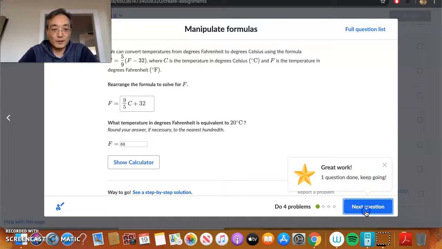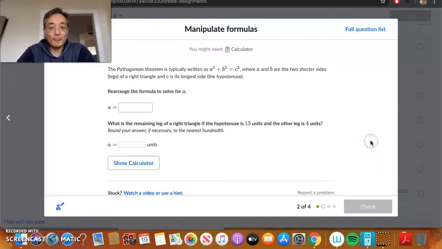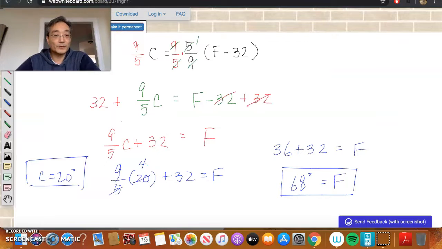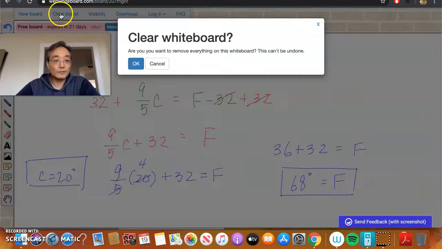Okay, let's do another one. Here we have a problem that deals with our Pythagorean theorem. So in this problem it says, Pythagorean theorem is typically written as a squared plus b squared is equal to c squared. A and b are the two shortest sides, or the legs, of a right triangle, and c is the longest side, the hypotenuse. Rearrange the formula to solve for a. Okay, so let's do that first. We are going to rearrange to solve for a.